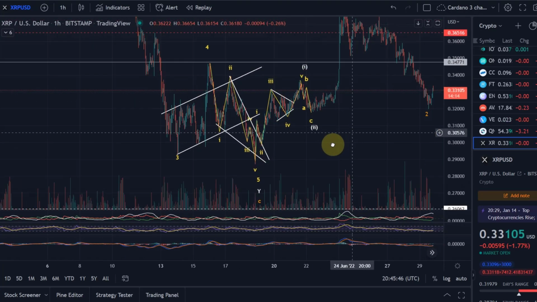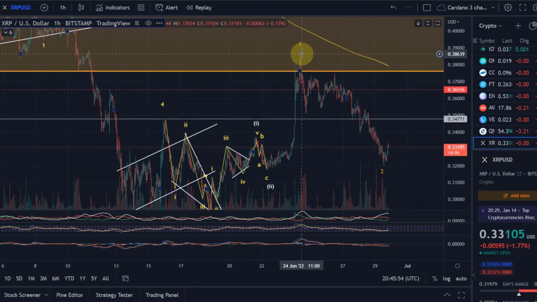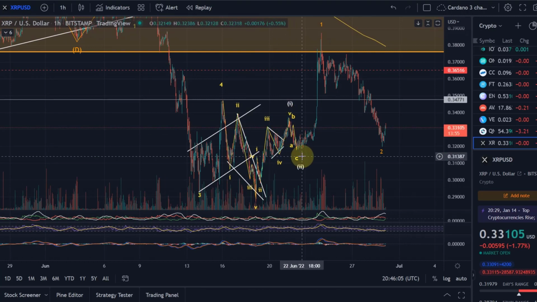3, 4, 5. We could count an ABC down, so we could come to the conclusion this was a larger wave 1, this was a wave 2, and we reached perfectly the 1.618 Fibonacci extension level, and then could come to the conclusion that this here was a wave 3. So that's what we had on the radar, a 1, a 2, a 3.